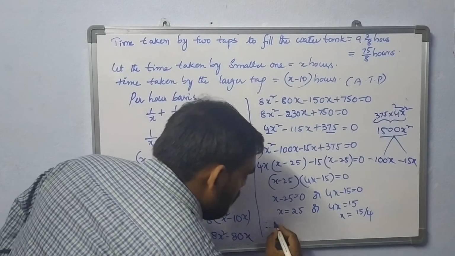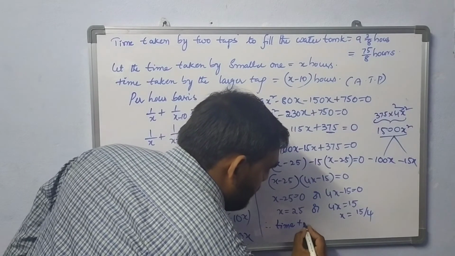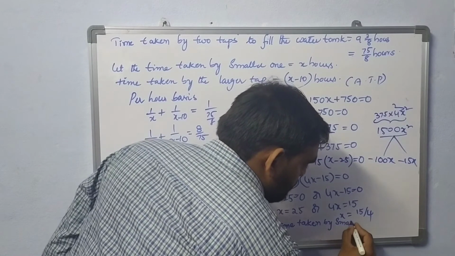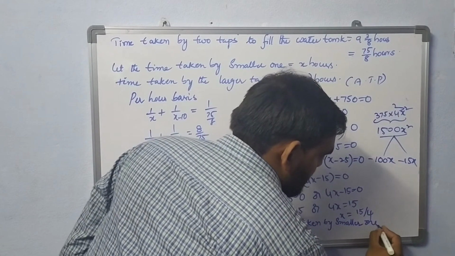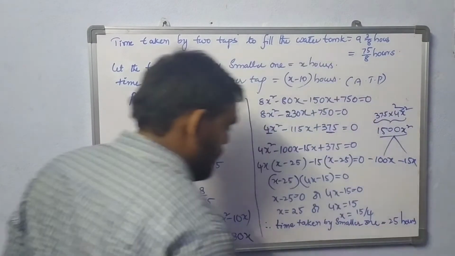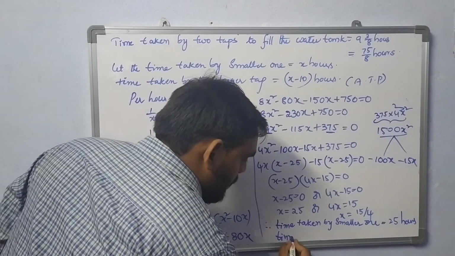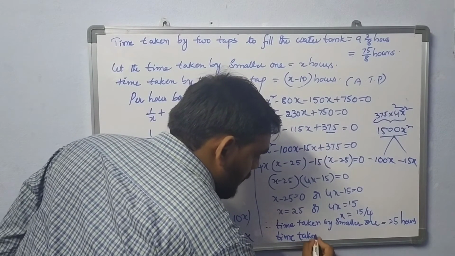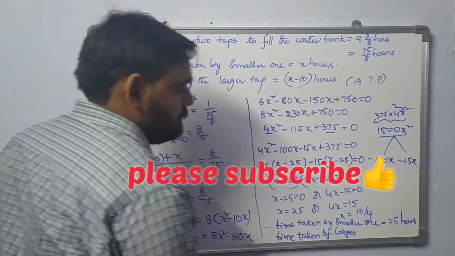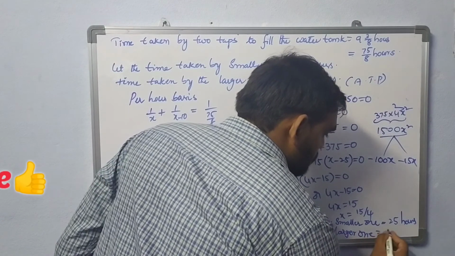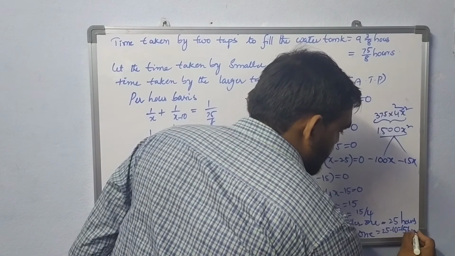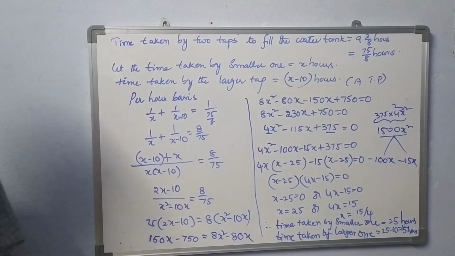Therefore, the time taken by the smaller tap is equal to 25 hours. Next, the time taken by the larger one is equal to 25 minus 10, that is 15 hours. See here, check this one.